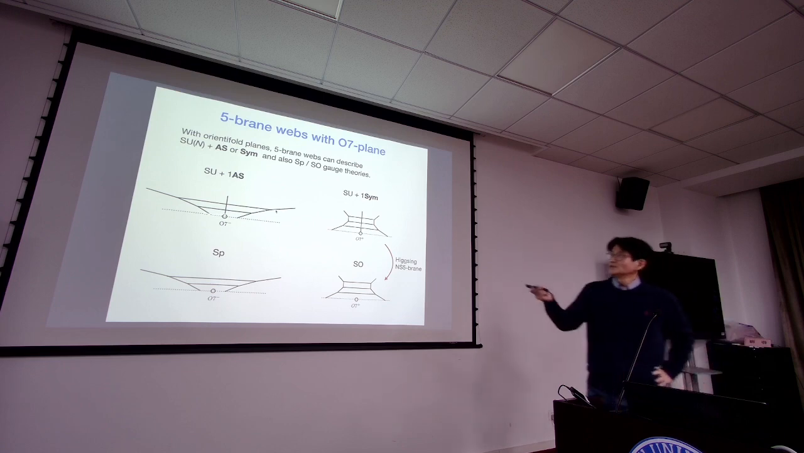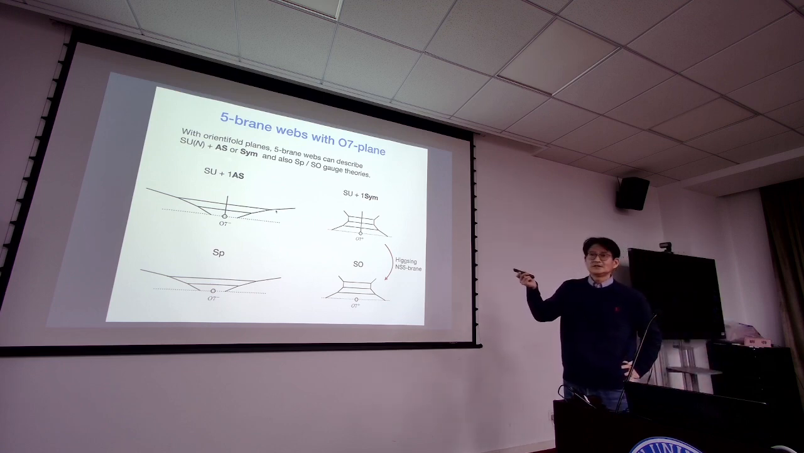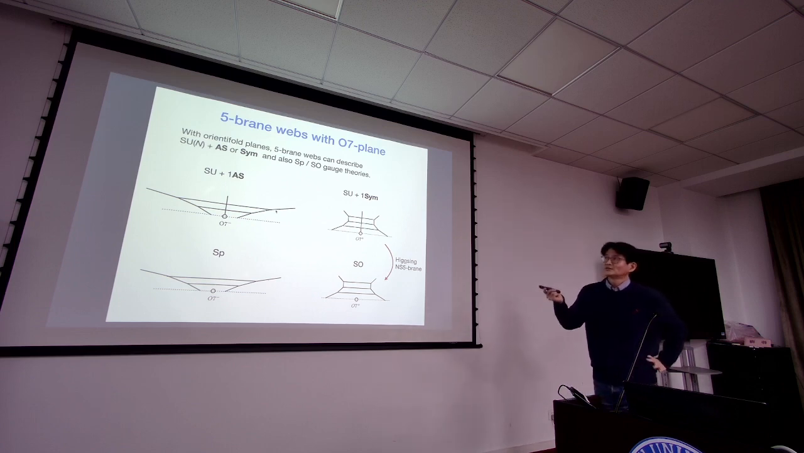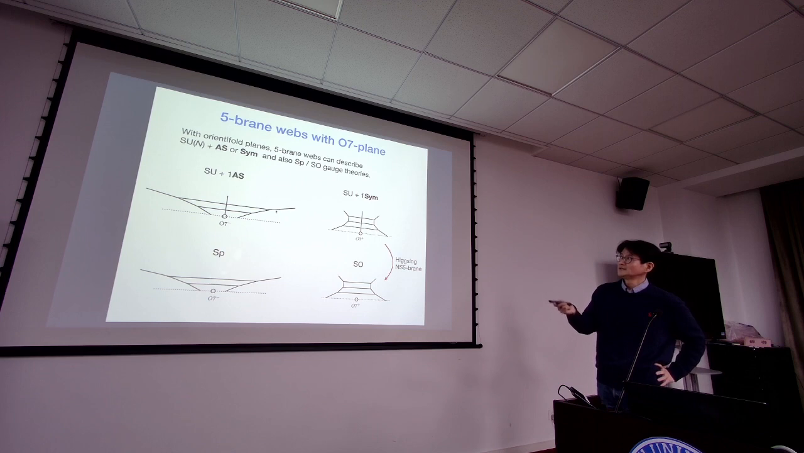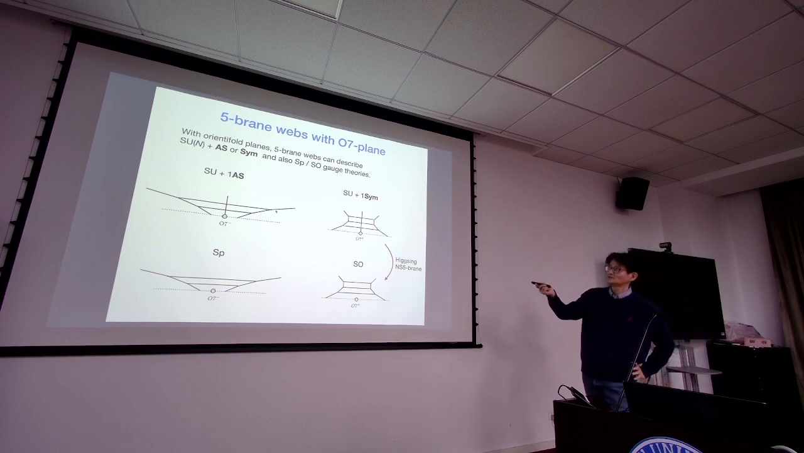Let me remind you again: if we have an antisymmetric hypermultiplet or symmetric hypermultiplet, we can construct their brane configurations with the O7-. These are the typical examples. SU(2) with one antisymmetric is given by O7-. The symmetric one has O7+.